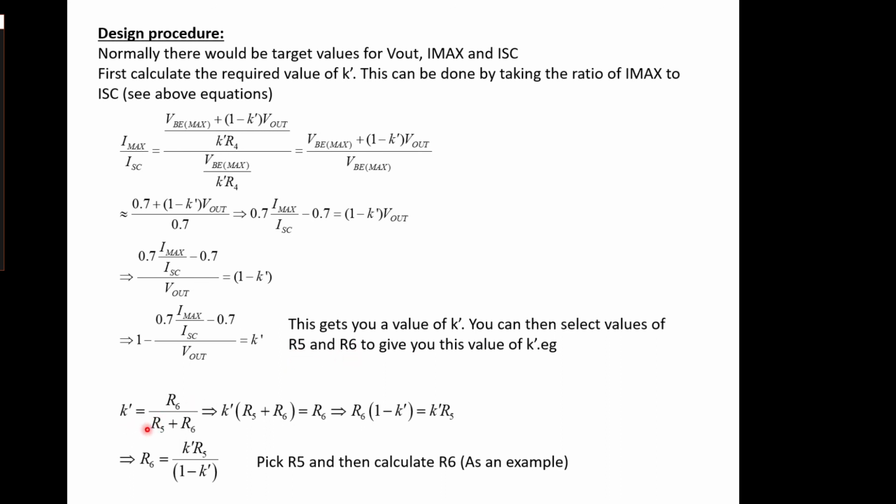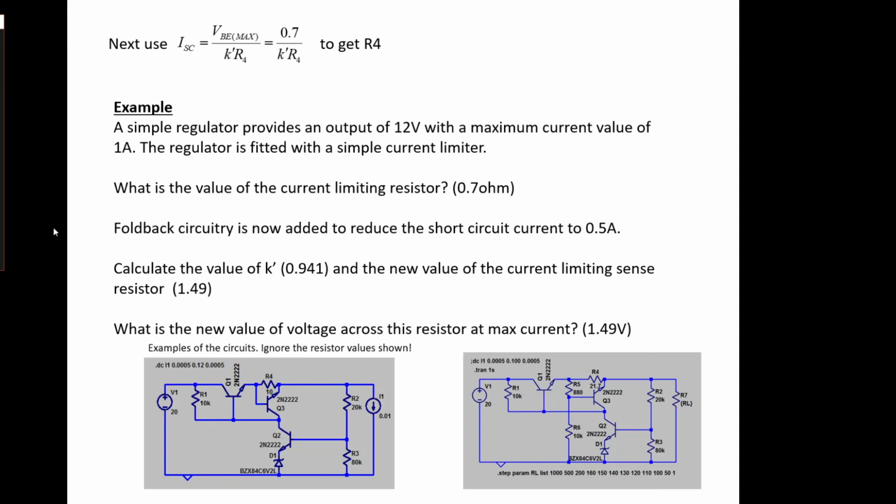So K dashed is defined as being R6 over R5 plus R6. So all you've got to do is pick a value for one of these two, and then, knowing what K dashed is, work out what the other value is. I've done it the long-winded way here, but I'm sure you can think of simpler ways of doing that. And then you can use ISC equals VBE max over K dashed R4 to get R4, because we know what K dashed is now, we know what VBE max is, we know what ISC is, and it only leaves R4. So it becomes relatively straightforward once you've understood the design equations for it.